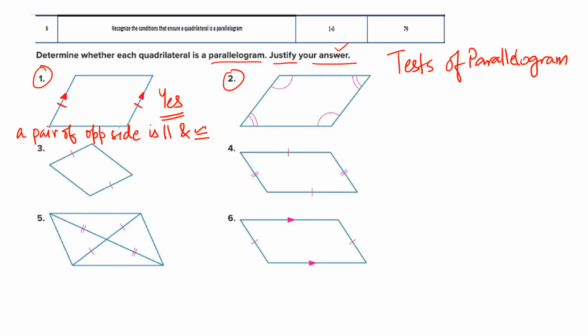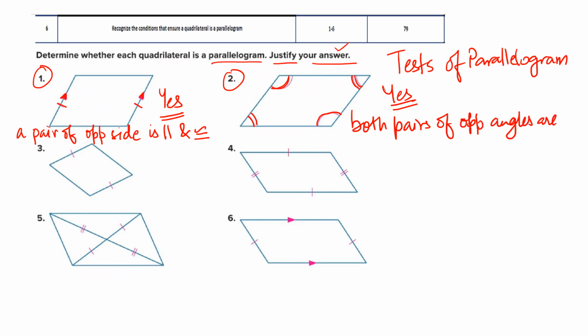Now here you see the marking is given that this angle is equal to this angle and this angle is equal to this angle. So we can see that the opposite angles are given to be congruent. So yes, it passes the test for the parallelogram. So we can say that because both pairs of opposite angles are given to be congruent, they have the same measure, therefore yes, it will become a parallelogram. So 1 and 2 pass the test.